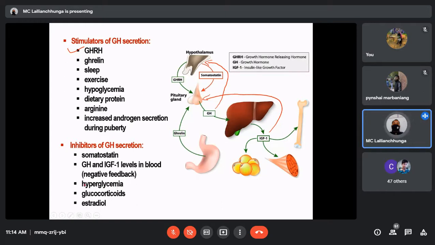And then the next one is hyperglycemia. When there is high glucose concentration in the blood, GH will be suppressed. And another one is glucocorticoids such as cortisol, which can decrease growth hormone secretion. And the last one is estradiol hormone, which is produced by the testes and the ovary.